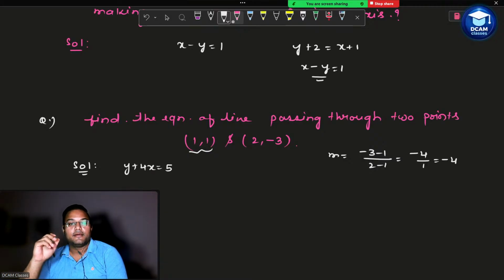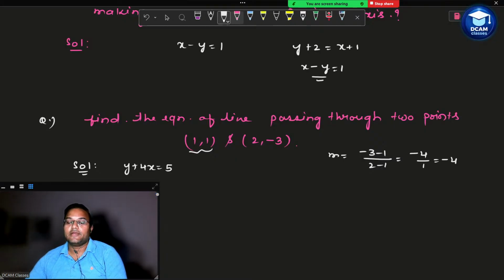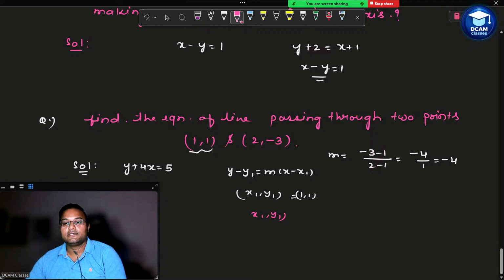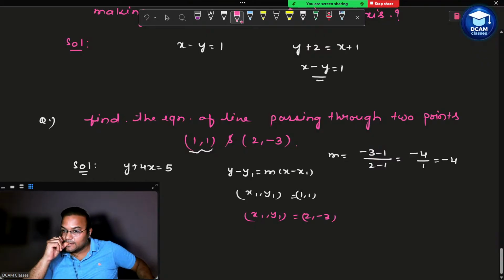Very good. But my question is, you took one point as x1, y1 in this formula, y minus y1 is equal to m into x minus x1. Yes, sir. You took the point x1 comma y1 as 1 comma 1. Will it be wrong if I take x1, y1 as 2 comma minus 3? Sir, it will be the second point, so the equation might change, I think. Sir, I got the same answer.